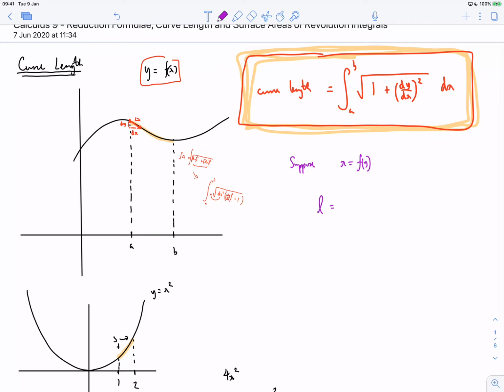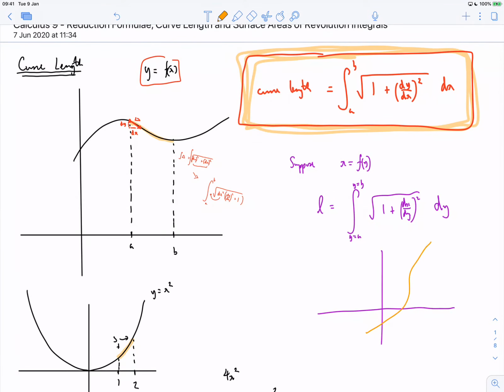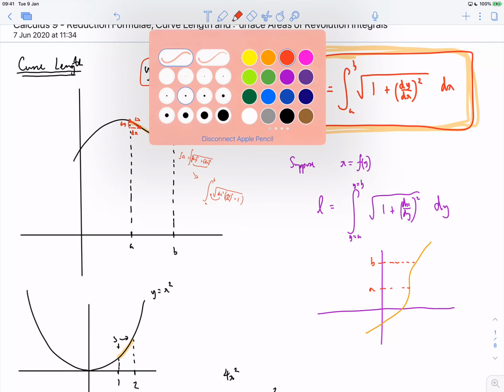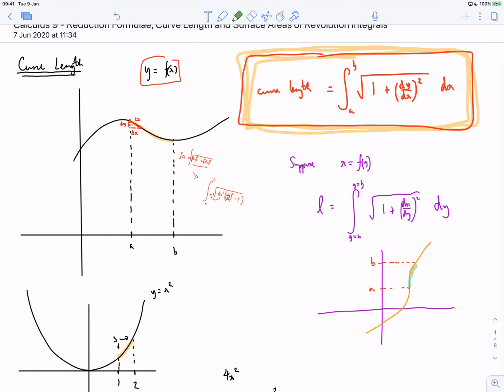The curve length, which I'll call L, would just be the integral between y is b and y is a of the square root of 1 plus (dx over dy) all squared, times dy. So what does this mean? It means I've got a curve doing something like that, and for some particular y value, let's call that b, and for some particular y value, let's call that a. I'm interested in the length of this green curvy bit here.